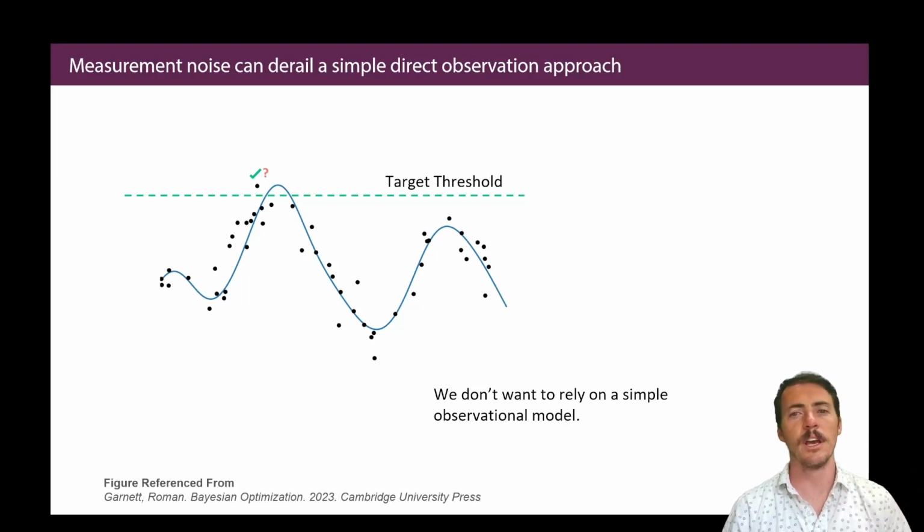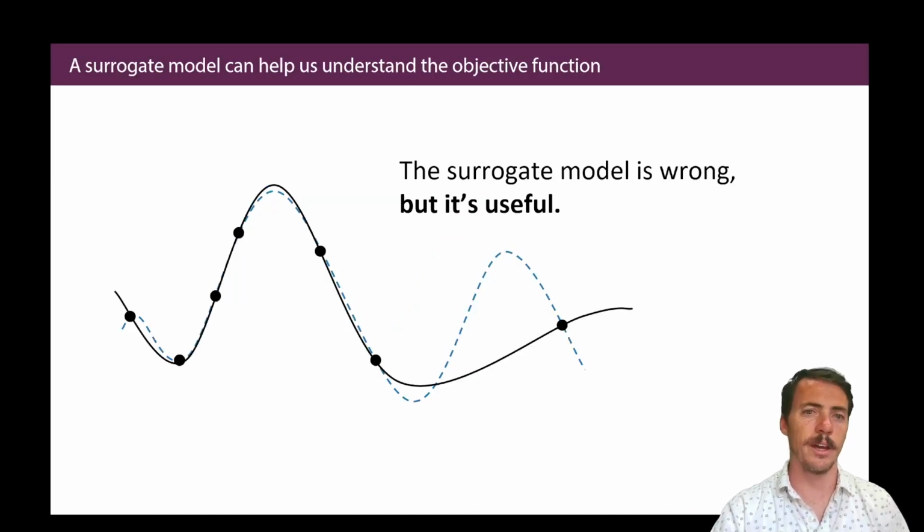That becomes tricky. So you don't want to rely on an overly simple observational model. It would be better to try and learn what the underlying form of the objective function is. So how do you do that? That's where surrogate models become really helpful.